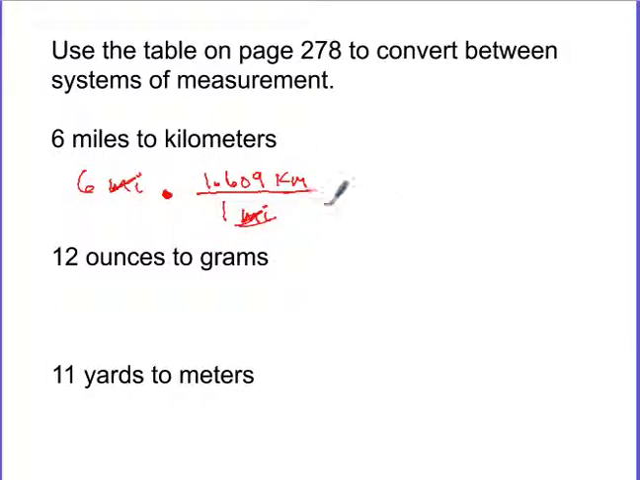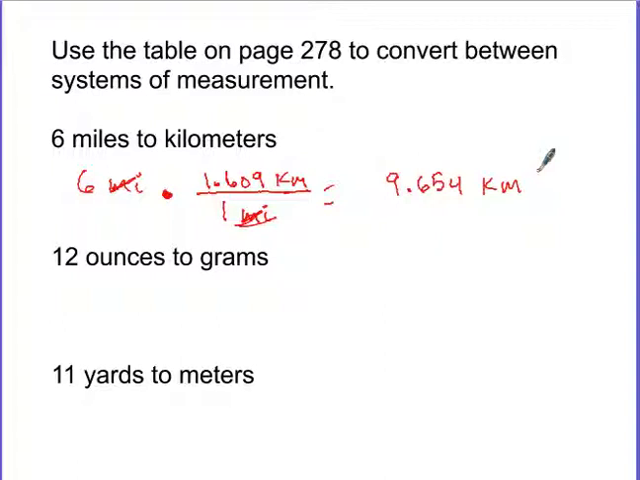So 6 times, I don't want to cancel anything out, I want kilometers right here. 6 times 1.609 is 9.654 kilometers. Is this exact? Is this pinpoint accurate exact? No, because a mile is approximately, notice it has a little wavy equal sign, 1.609 kilometers.